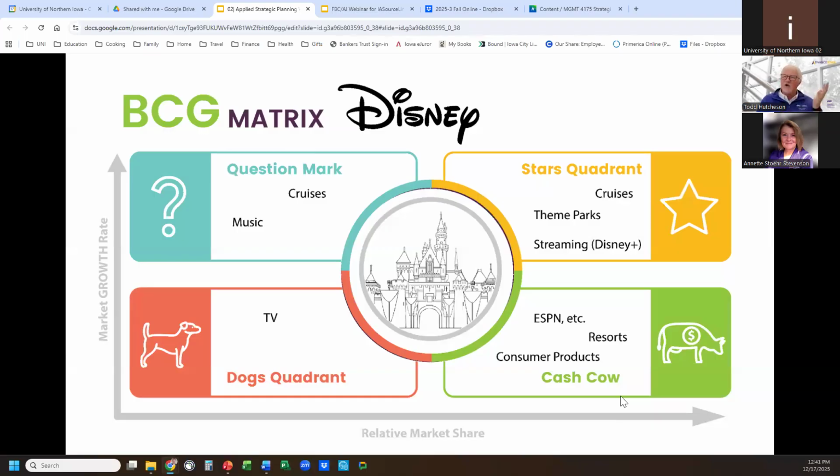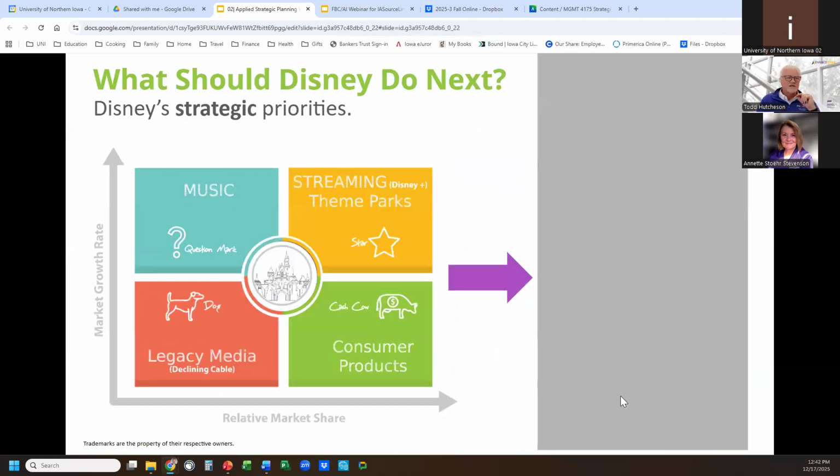So I could go in then and say, what do I want to do with these? Dogs quadrant, I may want to look at divestiture. I may want to look at liquidation of those. Question marks, I may want to look at market development. I may want to look at product development to improve them, to push them over into a stars or cash cows. Cash cows, I'm going to probably continue to develop their market just a little bit. But a valid question to ask, what should I do next? Once I have my strategies outlined, what should I do next?